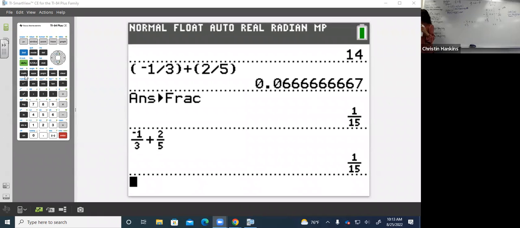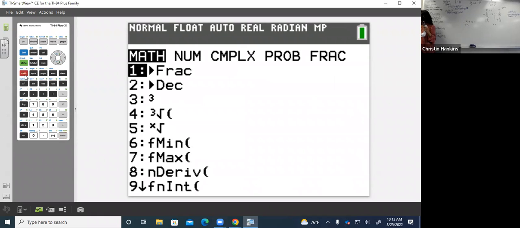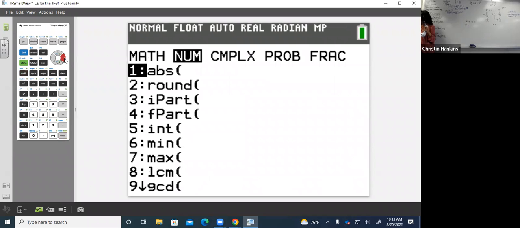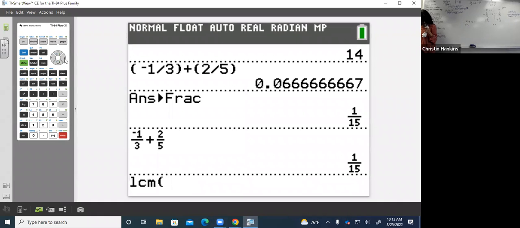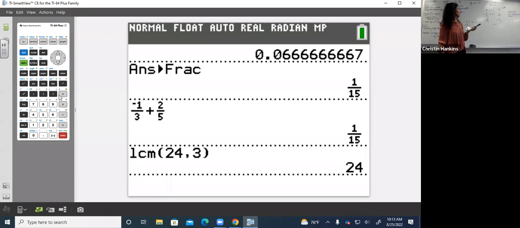Your LCD option is the math. You're going to scoot over to number and scroll down to the LCM. That's the same thing as the LCD. LCM for 24, and I use a comma because I'm listing 2 numbers that I want it to find the LCD for. So that's just a list. Anytime we're doing a list, you use a comma. And it gave us that it's 24. So 24 is our LCD. That's what I need both of these to be.